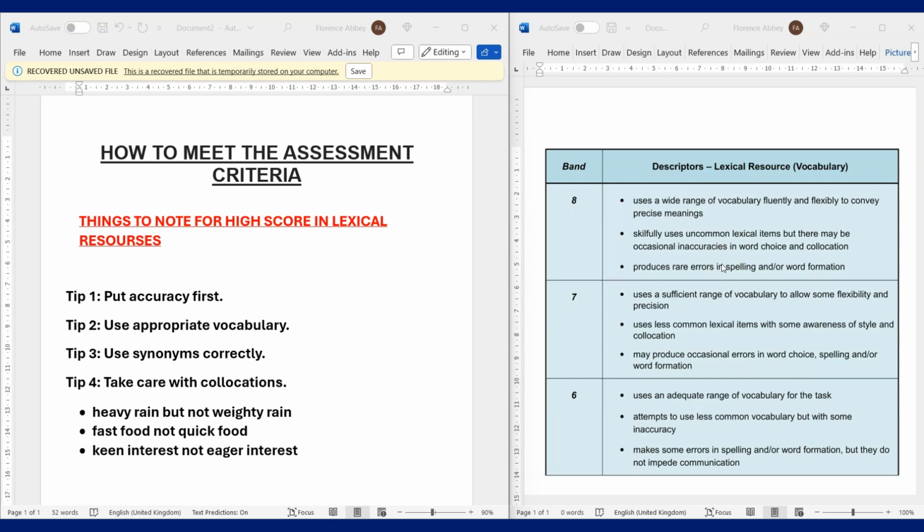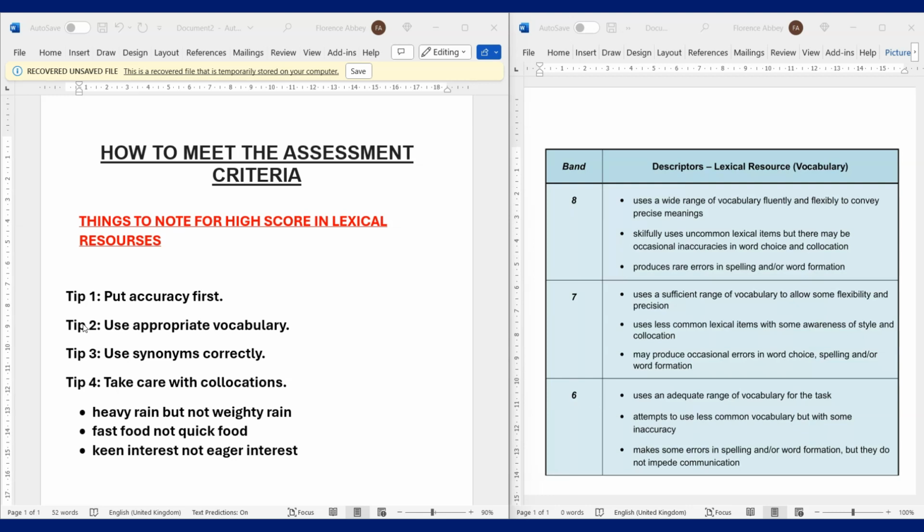spelling and word formation. So what does this mean to us, and what should we do to get a high score in our lexical resource? The first thing you should do is make sure that you are accurate. Make sure that the word you are writing is accurate. You are not misspelling. Don't misspell. Check the spelling very well and make sure that the word you are writing is accurate. The second one is that the vocabulary you are putting in there should be appropriate for the place. It should be contextual.